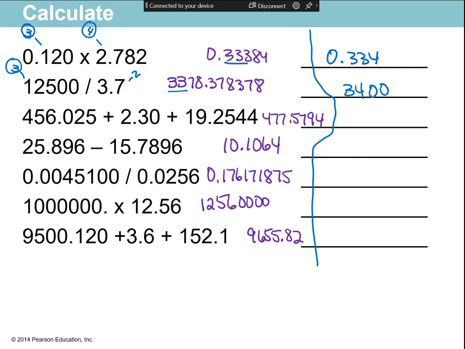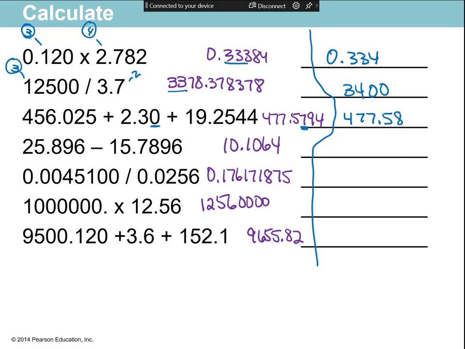Now this one, addition and subtraction, what is the smallest decimal place in all 3 of those numbers? The 2, right? 2 decimals. So you see the first one, I have 3 decimals. Second one, I have 2 decimals. Third one, I have 4 decimals. So they all have 2 decimals in common. So I just come all the way over to the second decimal. It's a 7. The next number's a 9. So what do I got to do? Round it up. Everything else comes off. So 477.58.